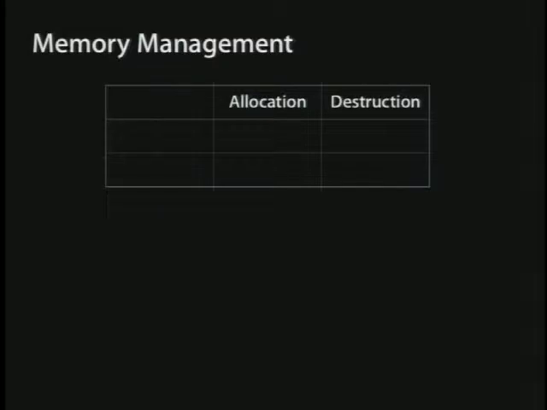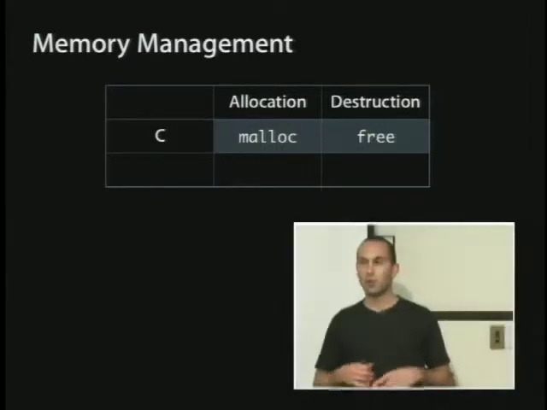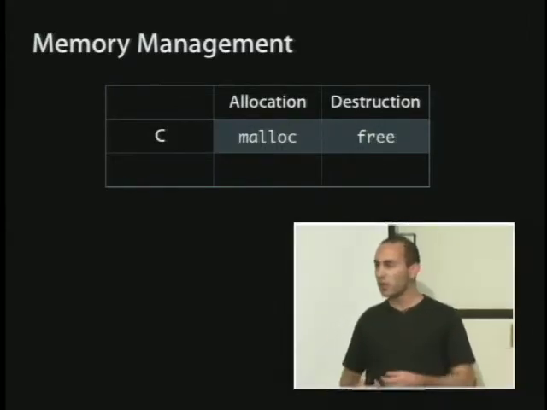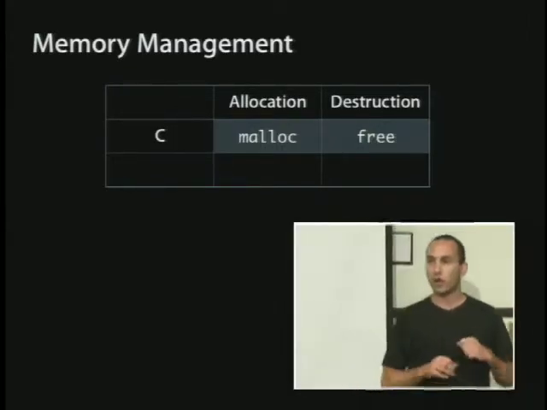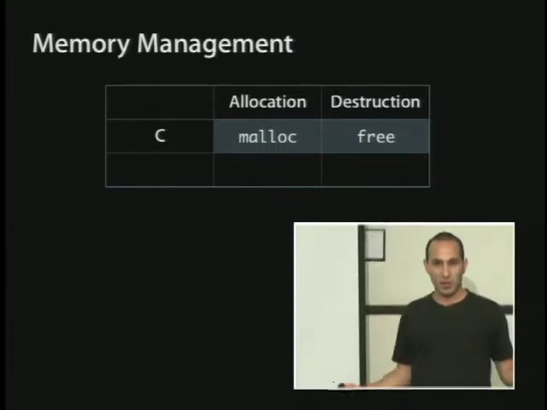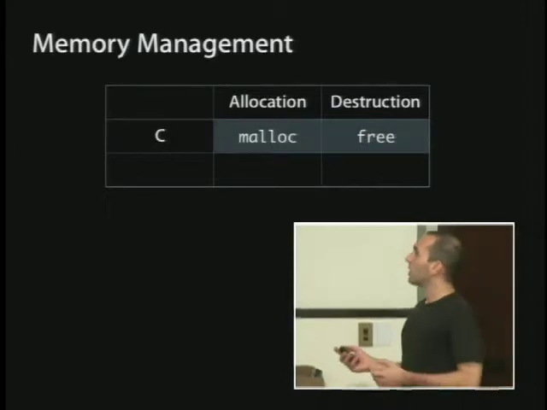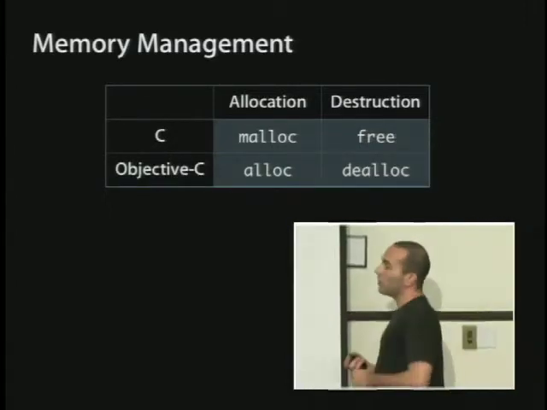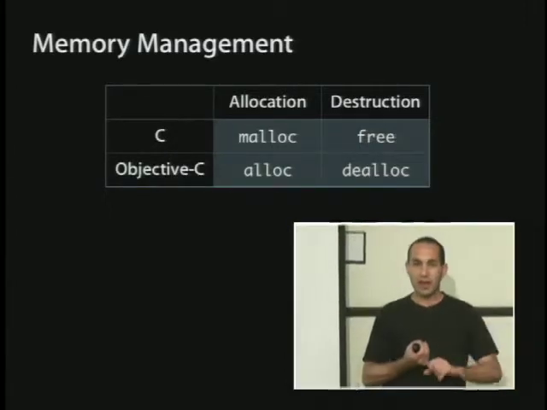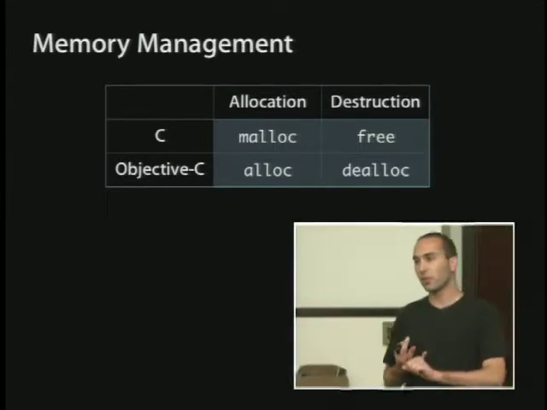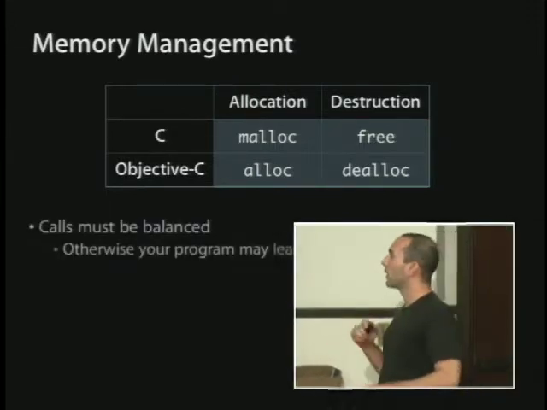Well, let's take a look at our options. In C, you're familiar with malloc and free. When you malloc memory, it creates the memory, and when you call free, it deletes that memory. You're done with it. You try to do anything with that memory, it's invalid. In Objective-C, we also have two methods, which are alloc and dealloc. But there's something different about the use of these.